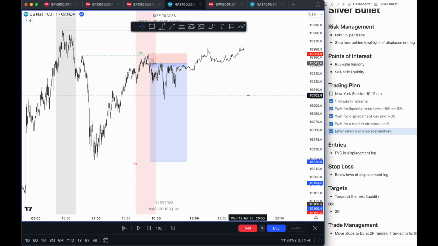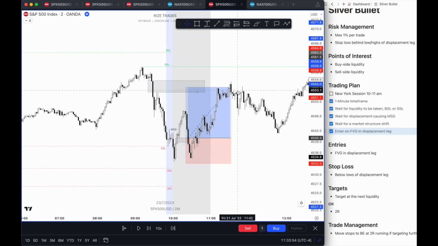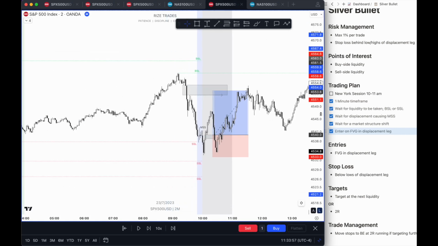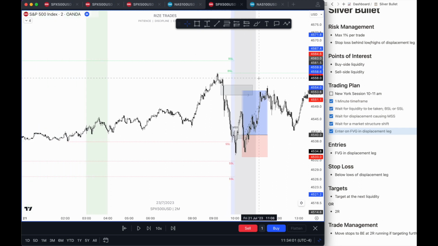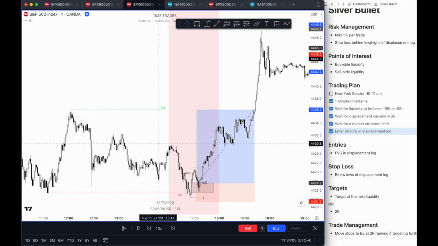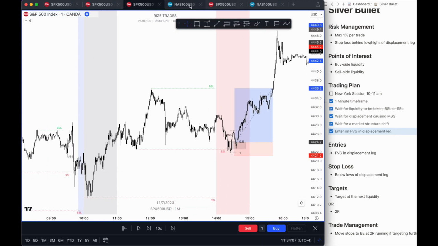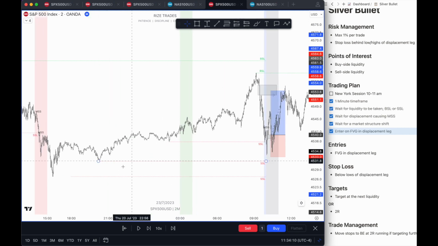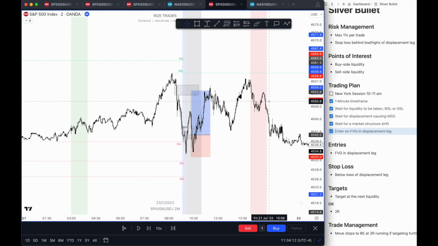Okay, so the next example was here on the S&P. And this was back in the New York AM session, so 10 to 11. And price took this sell side liquidity. Again, it's a very similar trade to some of these that we've been taking. That we took sell side liquidity here. And then again, we've taken this sell side liquidity, and it's just a continuation of the move up, okay?